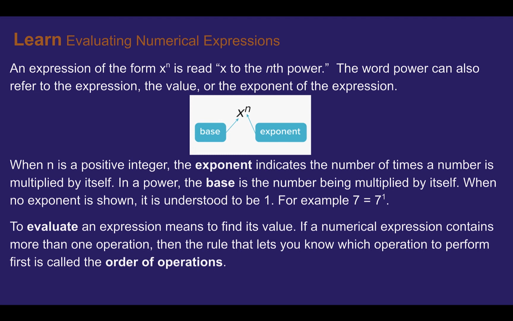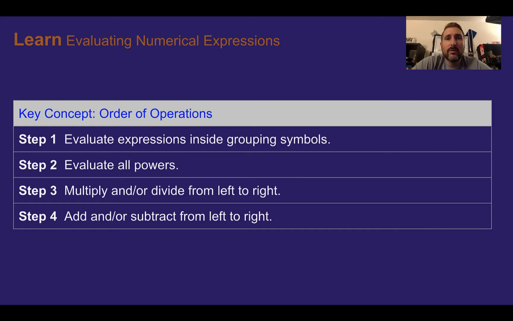When no exponent is shown, it is understood to be 1. So for example, 7 is equal to 7 to the 1 power. To evaluate an expression means to find its value. If a numerical expression contains more than one operation, then the rule that lets you know which operation to perform is called order of operations. Remind yourself real quick the order of operations.